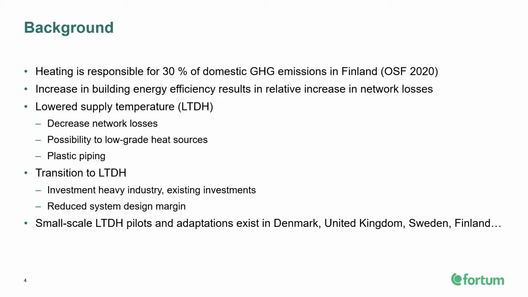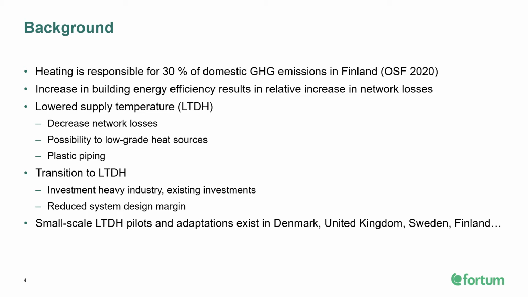These issues can be tackled by lowering the supply temperature of the district heating network. That will decrease the network losses as well as make it possible to efficiently utilize low-grade heat sources such as waste heat from industries and data centers, as well as renewable energy sources such as ground source heat and heat from the ambient air. It's also possible to utilize plastic piping in low temperature district heating networks. It is a fairly new solution to use plastic piping, and in Finland there's not much experience on the subject. Anyway, the transition to low temperature district heating is slow and has not taken place yet.